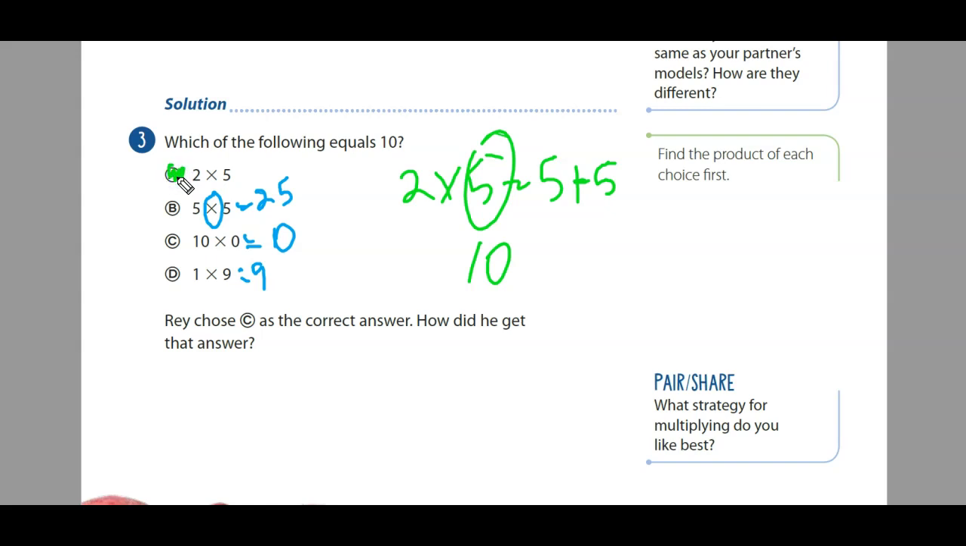Not B, because it's not adding. That's multiplying. They're all multiplication sentences. Okay, and we realize that Ray is wrong, because he just saw, oh, there's a 10 in the answer, so that must be it, without showing his work.